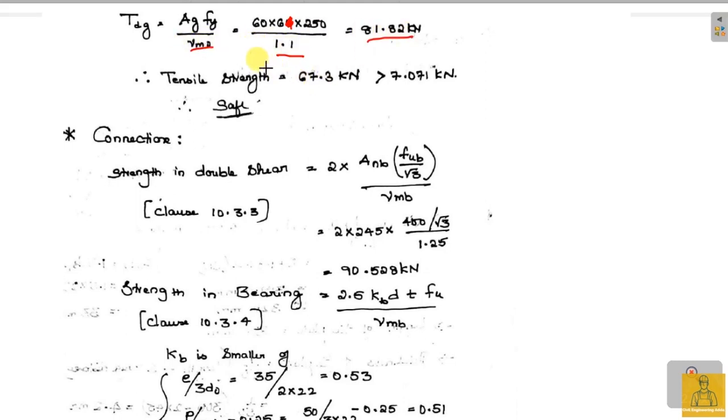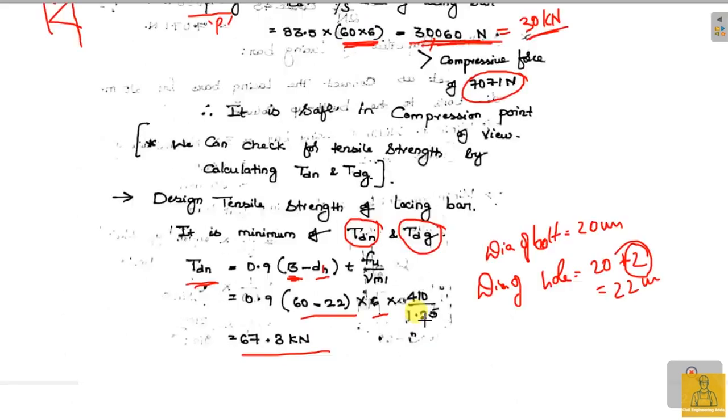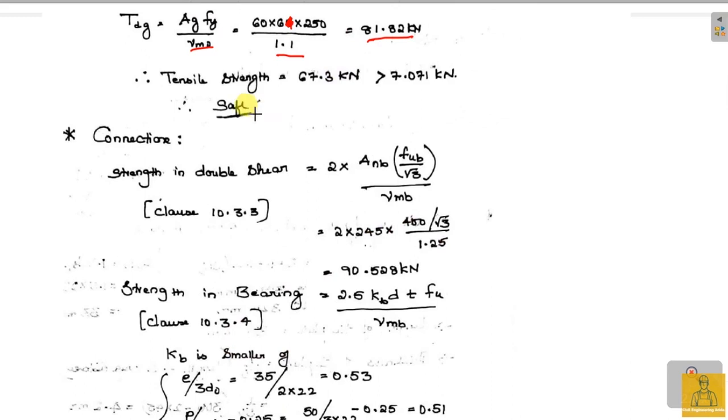So the minimum of these two values, 81 and 67, what do you get? The 67 is the least value. So tensile strength is 67.3 kilonewton. That much tensile force it can take. What is the compressive or tensile force that can develop in the lacing bar? 7 kilonewton. What is the tensile strength? 67.